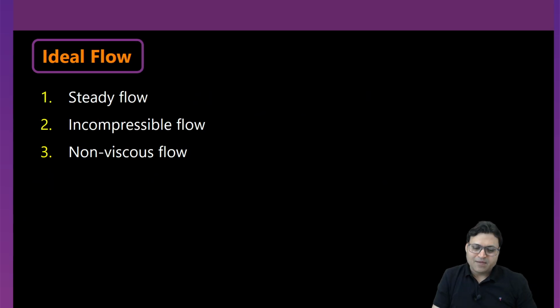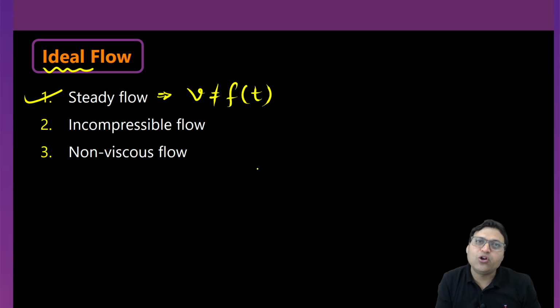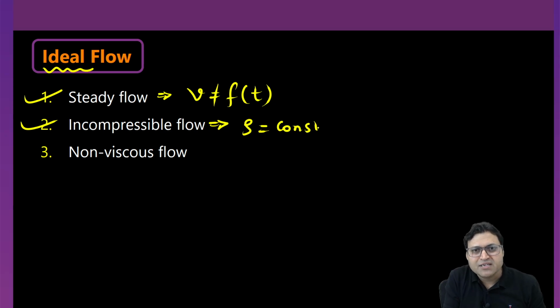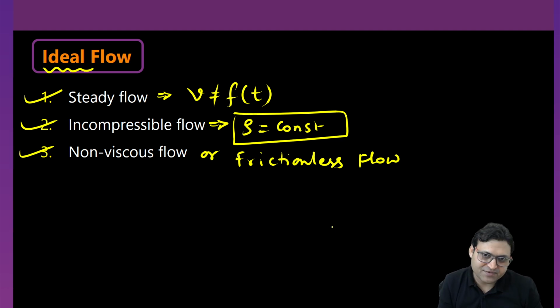So let us talk about the ideal flow, because Bernoulli equation is applicable only to the ideal fluid or ideal flow. Ideal flow is the one which is steady. What does that mean? The velocity of the fluid should not change with time at any particular section. The second condition is the flow must be incompressible. It means the density of the fluid remains constant everywhere. The third one is non-viscous, or we can also call it frictionless flow. There should not be any fluid friction or any type of energy loss, because of friction there is energy loss. So the flow must be non-viscous.